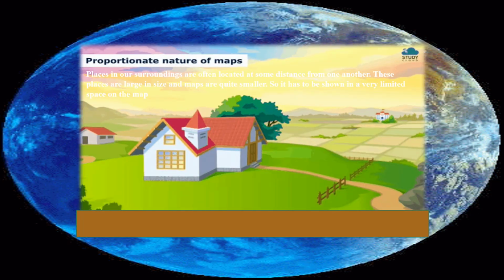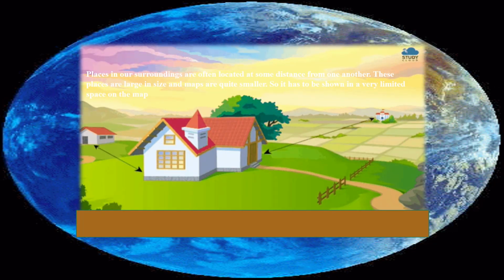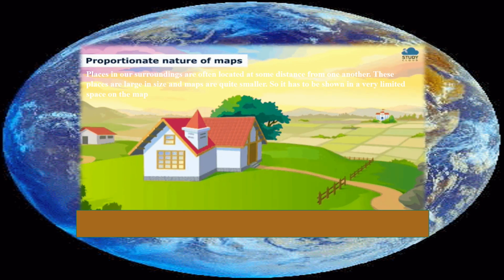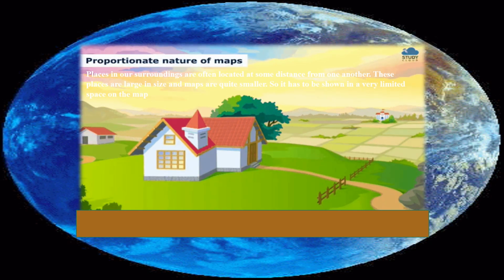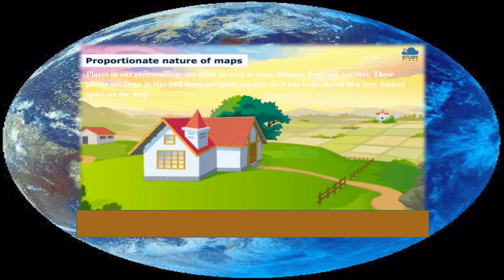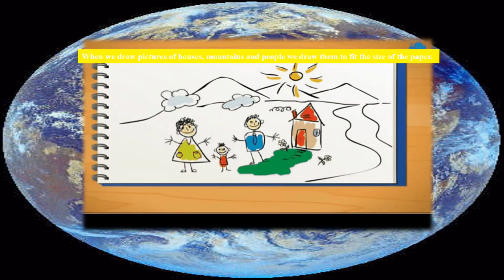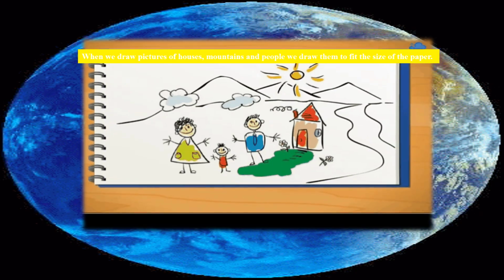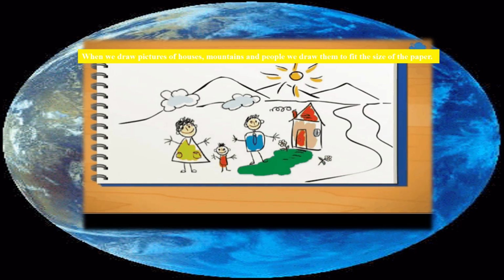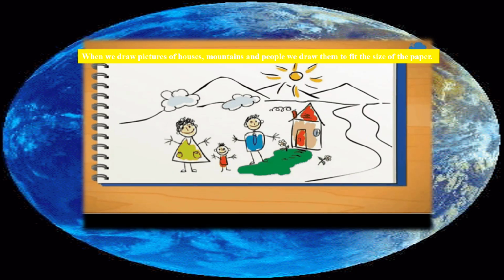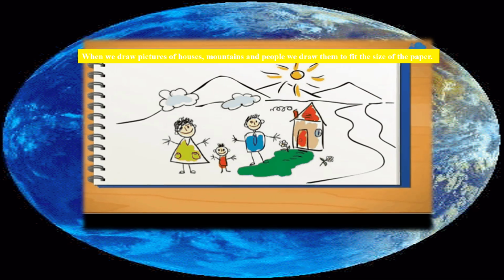Now here you can see one house. The distance between one house and the other house is asked. It may be 8 kilometers, it may be 10 kilometers, but you can't show it on the map. The map is small, it's on paper. For example, if you want to draw different pictures of houses and mountains, how do you do it? You draw on a piece of paper in the size in which it fits. In the same way, when you want to show the distance between one house and the other house, how to show it?